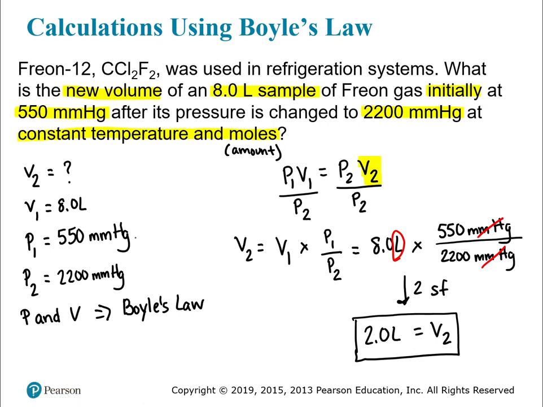To go from 550 millimeters of mercury to 2200, that was an increase in the pressure. Boyle's law says if you increase the pressure, you should decrease the volume. So our answer should be smaller than 8 liters. And 2 definitely is less than 8. Always do the mental math check.